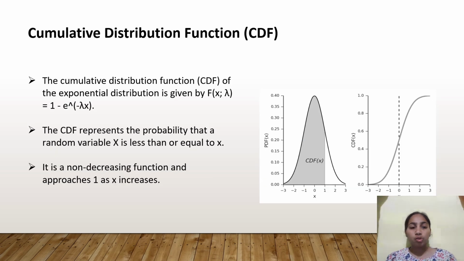And then we will move on to the next slide, that is cumulative distribution function, that is CDF. The cumulative distribution function of the exponential distribution is given by F of x is equal to 1 minus e to the power of minus lambda into x. The CDF represents the probability that a random variable X is less than or equal to x, and it's a non-decreasing function and approaches 1 as x increases.